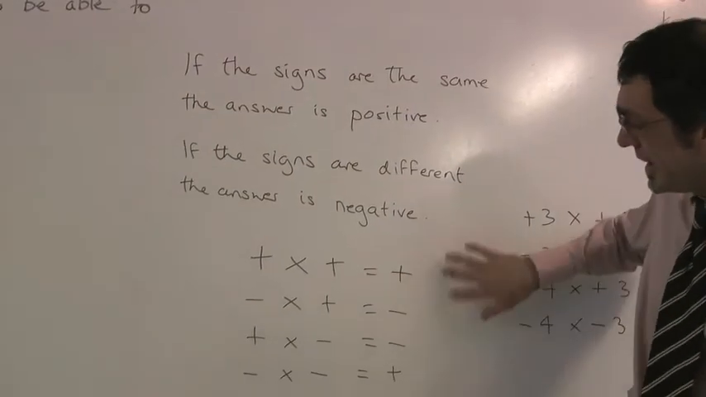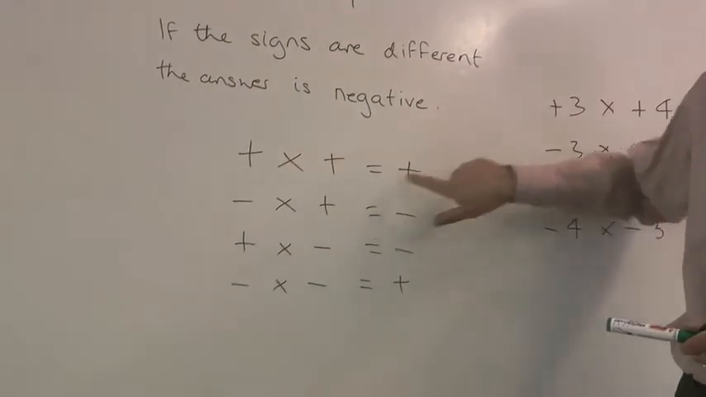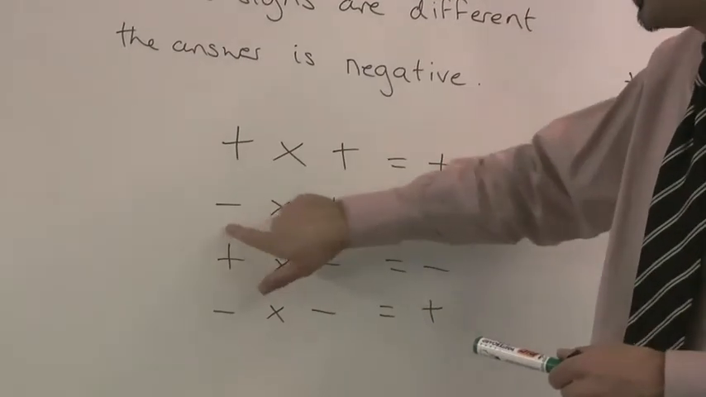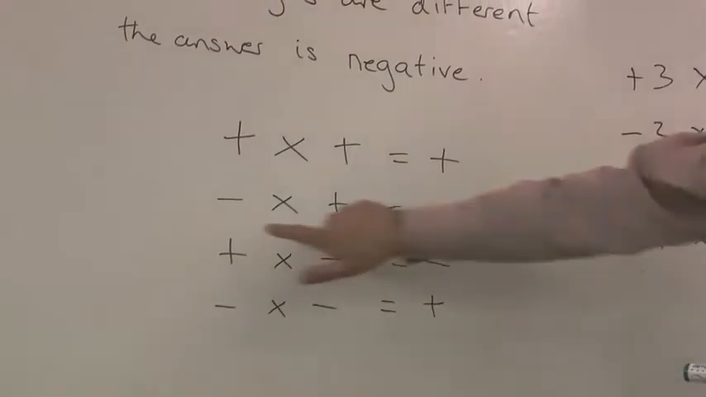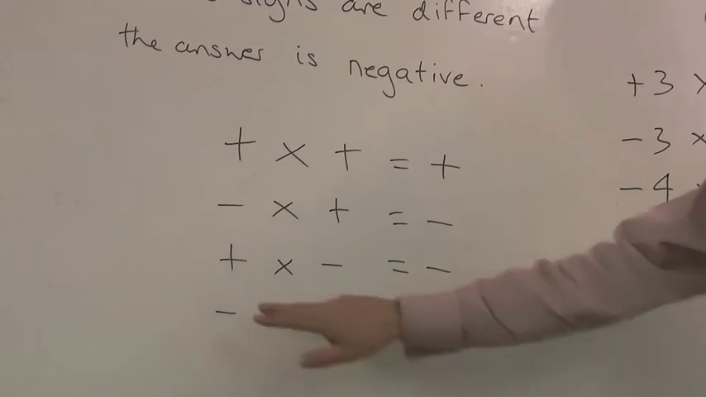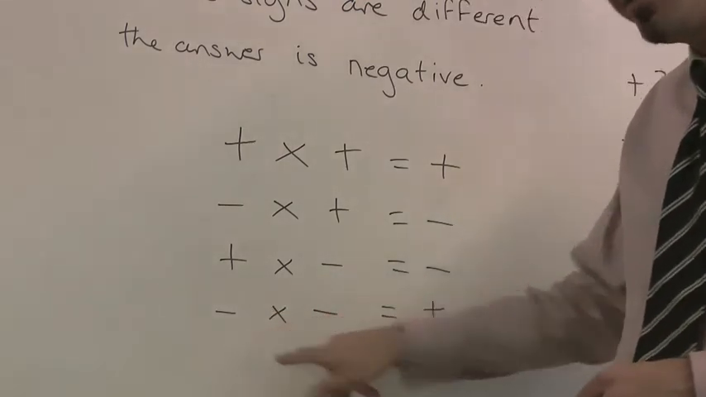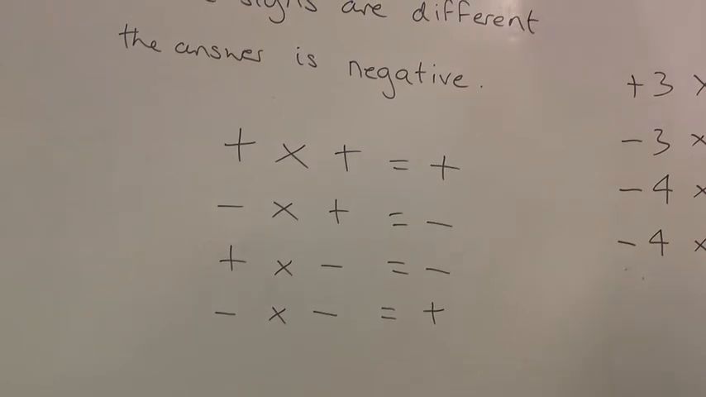So just to recap then, in a little bit of math speak, a plus times a plus equals plus. Minus times a plus equals a minus, the signs are different. Same thing, plus times a minus is a minus, the signs are different, so it's negative. And then a minus times a minus, signs are the same, so that again is positive.